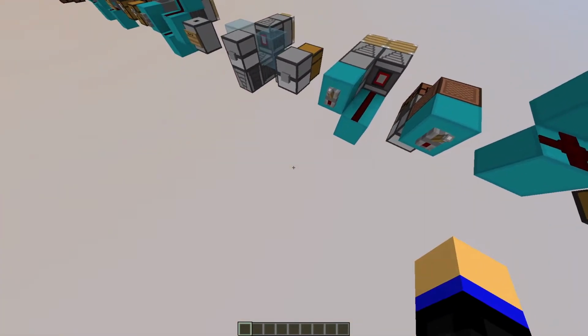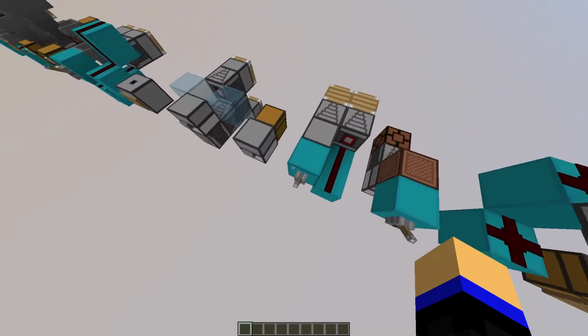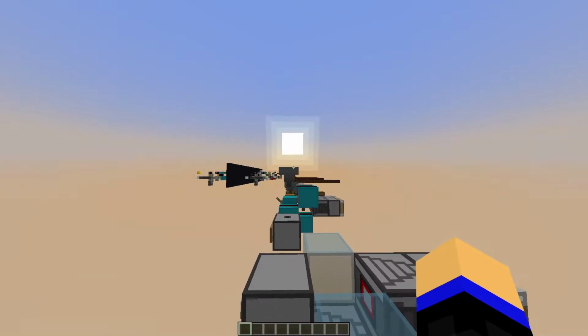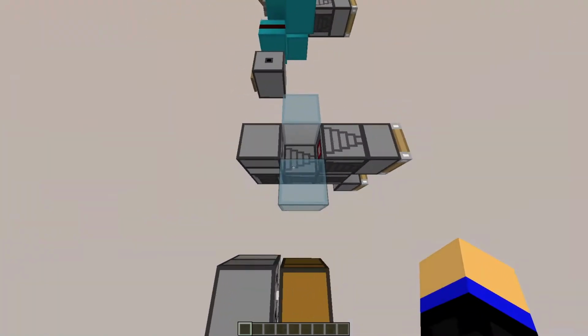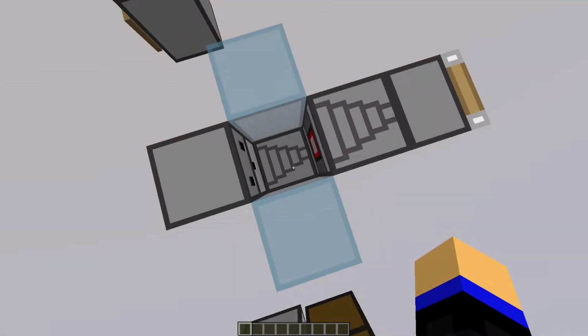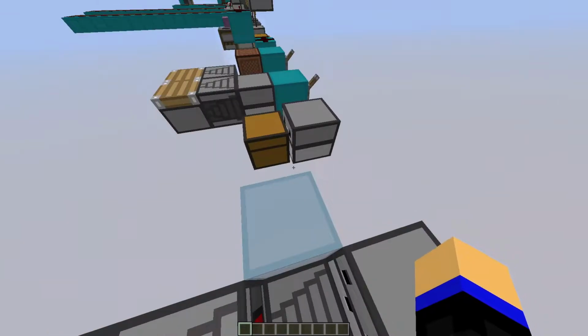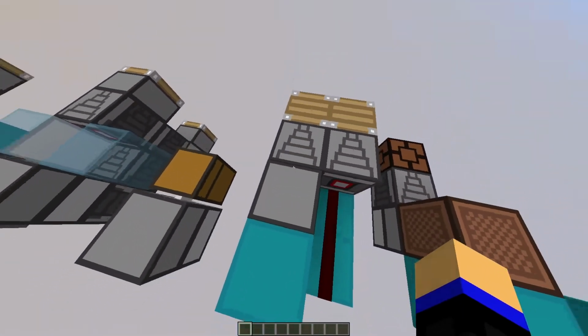Like this. So make sure to identify clearly between dispensers and droppers. Most likely you're going to use droppers instead of dispensers, because dispensers are usually for specific items like water and lava, because sometimes they are going to be useful in some circuits. But for most cases you're going to use droppers instead.